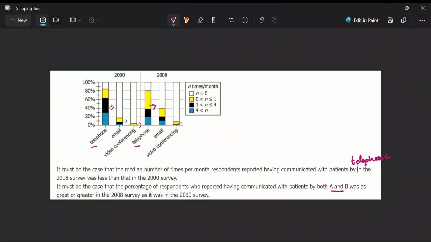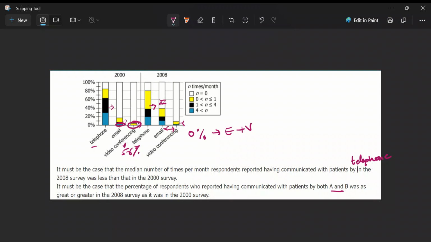So let's take email and video conferencing. The moment we take these two, the minimum will be when there is no overlap. So we can easily pick up this 10% and place it anywhere on top. So what we have is that it is 0% in 2008. So email plus video conferencing will be 0%, and it can never be greater than what is in 2000. Otherwise, if you look at 2000, we can take this entire video conferencing bar as an overlap here. So the maximum is going to be somewhere around 5 to 6%.